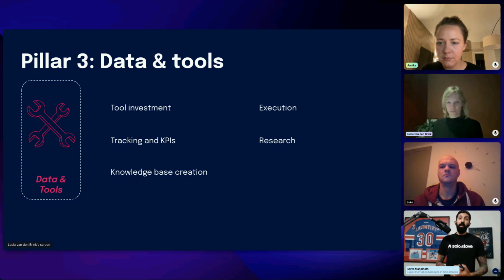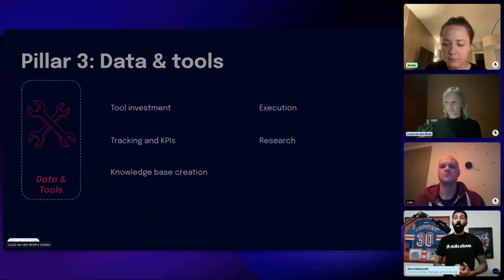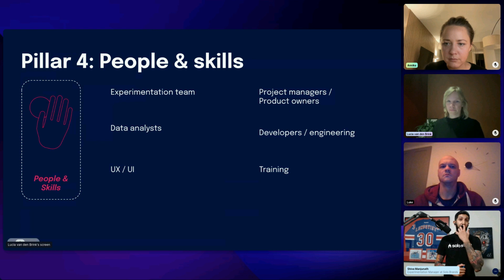But on the data side, it also includes things such as making sure that your data is accurate and reliable, and you have multiple sources of data to validate changes being made or just observations on the site. So these are all things that are involved in the data and tools pillar here. And then on the last pillar, we have people and skills.